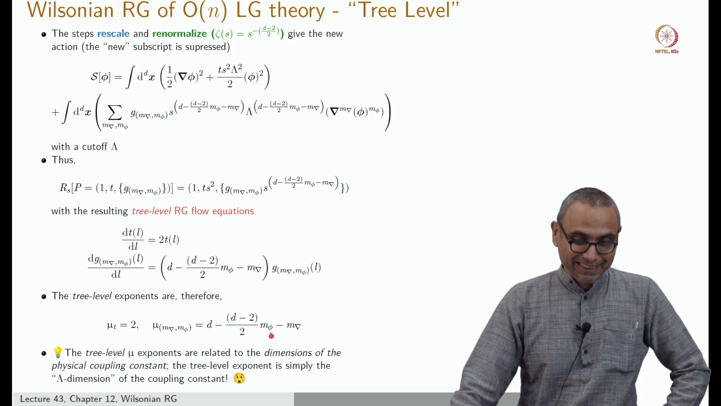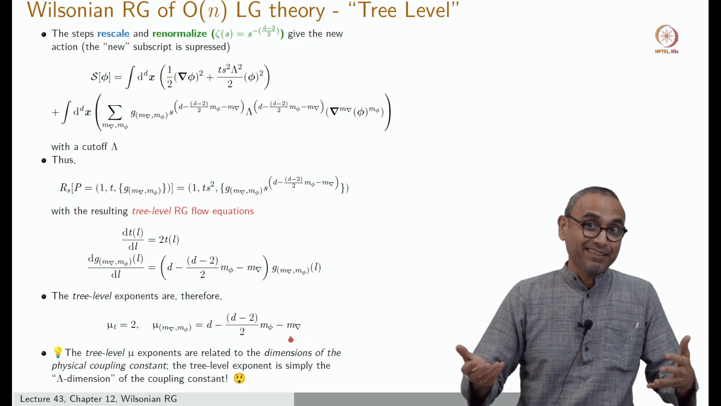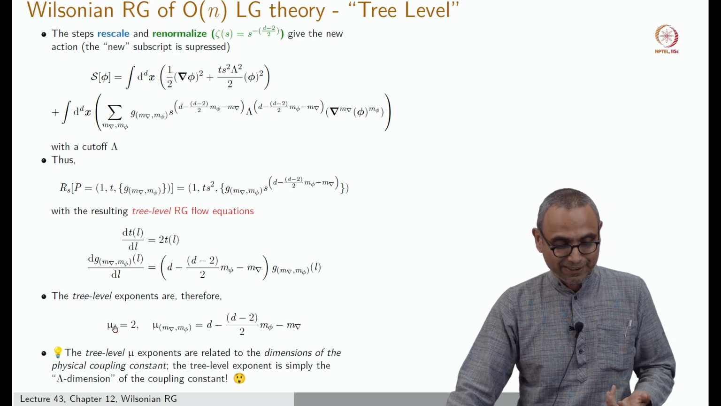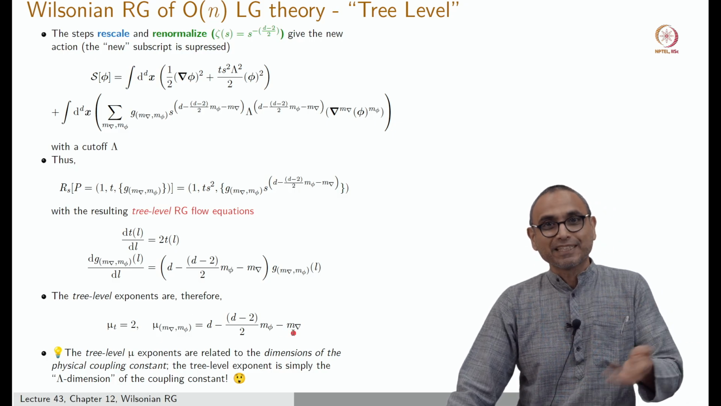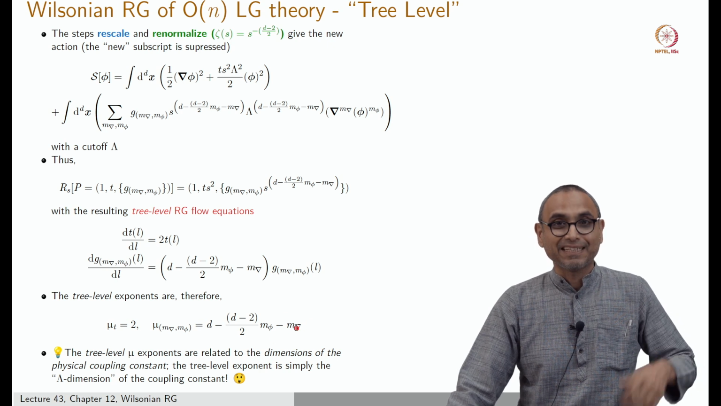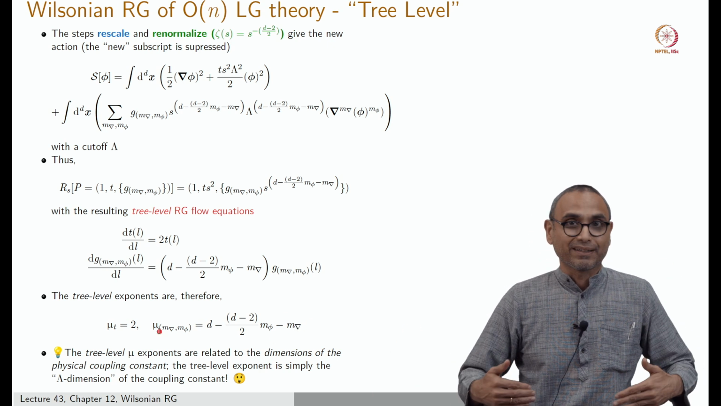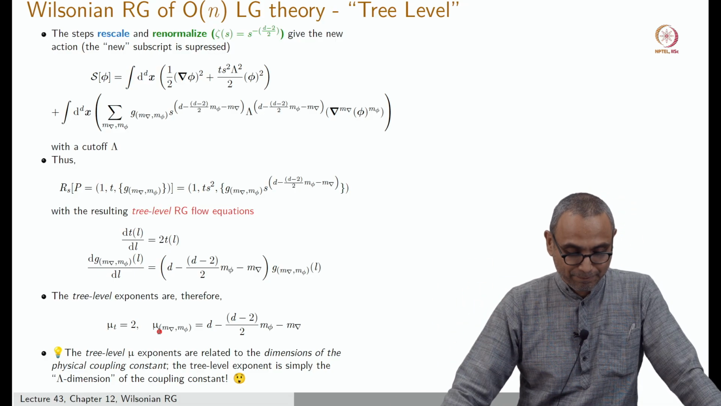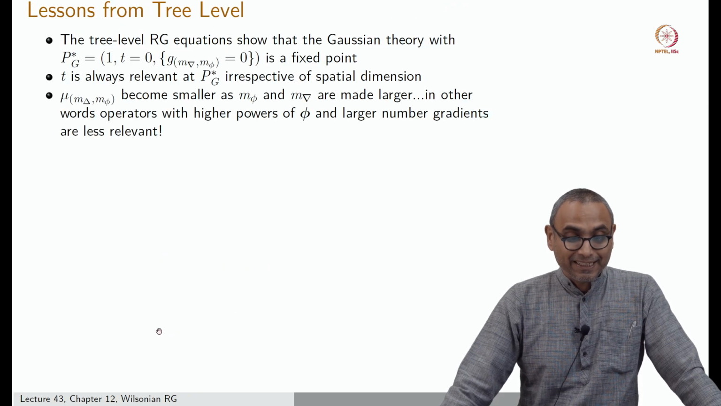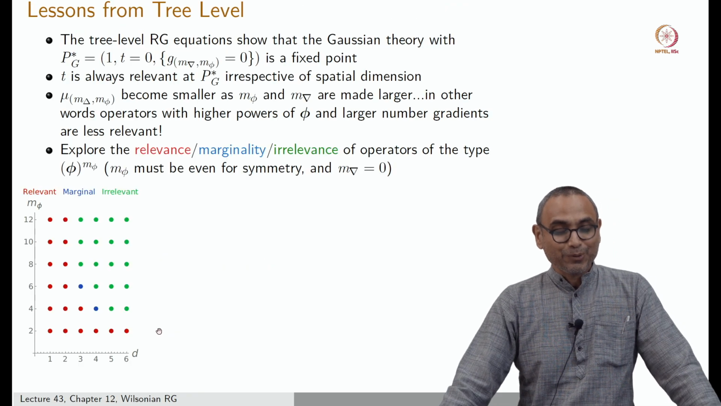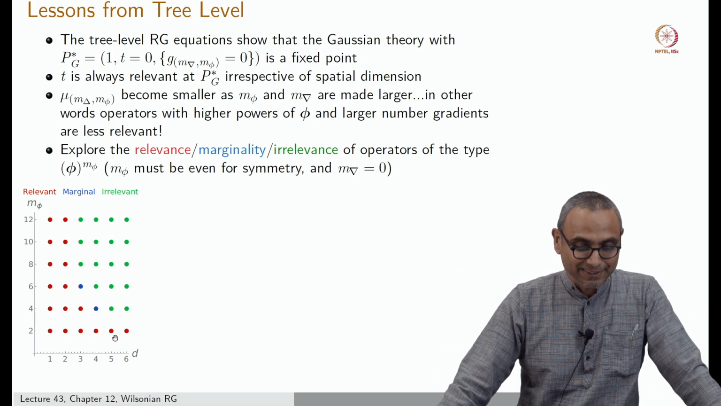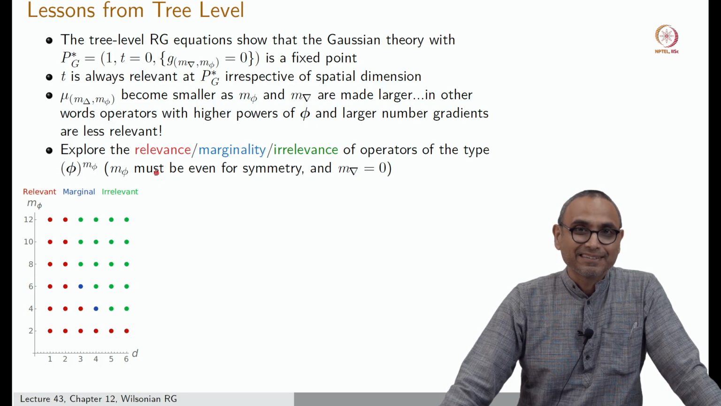One more very interesting result, the more gradients you take, the more irrelevant it becomes, because you see to this exponent you are reducing the number of gradients that you have. So if m delta is larger, then this will be smaller, which means its growth exponent is smaller. Okay. So what this is going to tell you is that we will now be able to classify all possible relevant and irrelevant operators simply by looking at this mu m delta m phi.